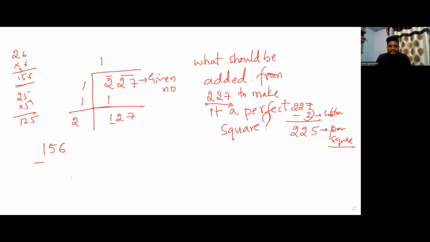We have obtained 127 as the number. So I took 156. I will subtract 127 from it. What will I get? 6 minus 7 is how much? 9. 5 minus 3 is 2. 1 minus 1 is 0.